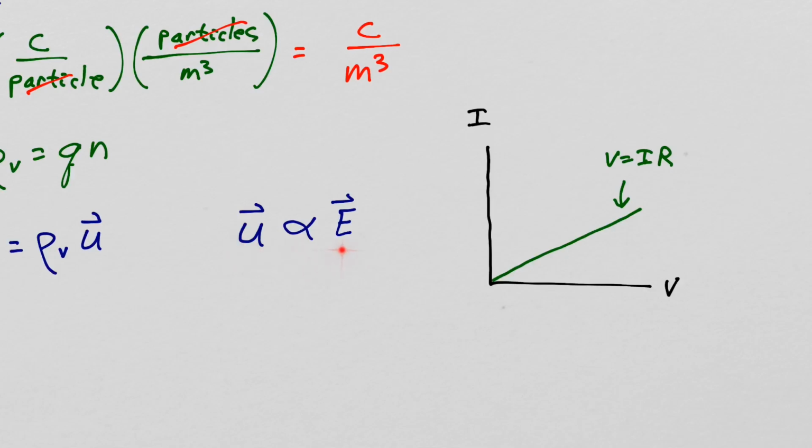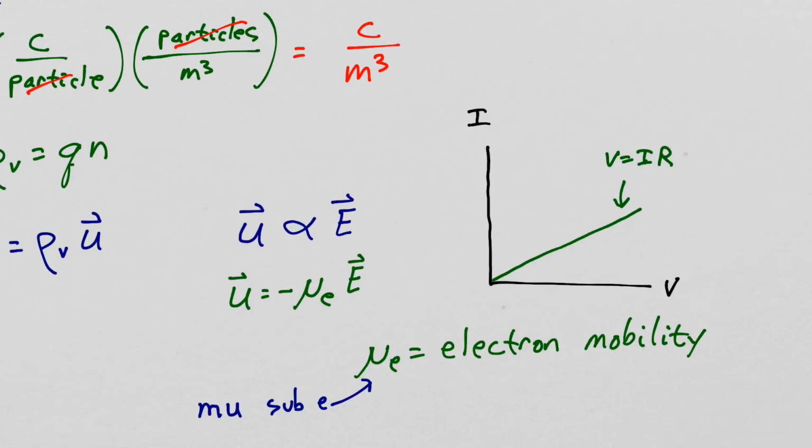We're going to use mu sub E as the proportionality constant between the drift velocity and the electric field intensity. So for an electron, the drift velocity is equal to minus mu sub E times the electric field intensity. The minus sign comes about because the velocity is in the opposite direction of the electric field, and we want to treat this proportionality constant mu sub E as a positive quantity. This proportionality constant mu sub E is referred to as the electron mobility. It is the ease with which electrons drift in a material.